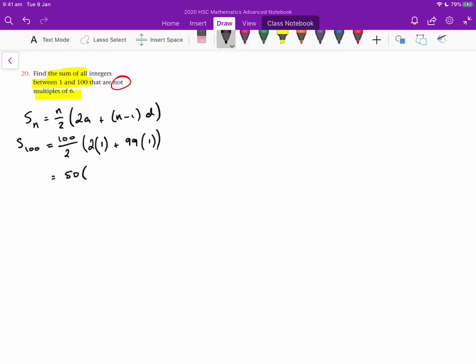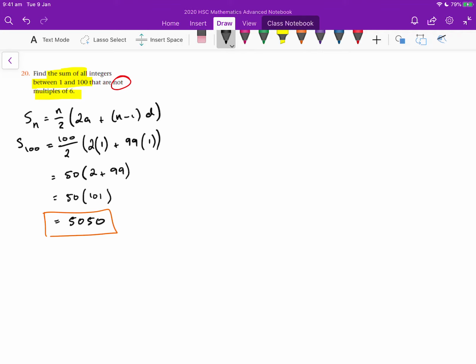We end up with 50 outside of 2 plus 99, which is really just 50 times 101. And for that, we get 5,050. 5,050. That's the first part. That's the bit that we need to know. We are actually going to subtract the next bit from this number, so this one's an important one to get.